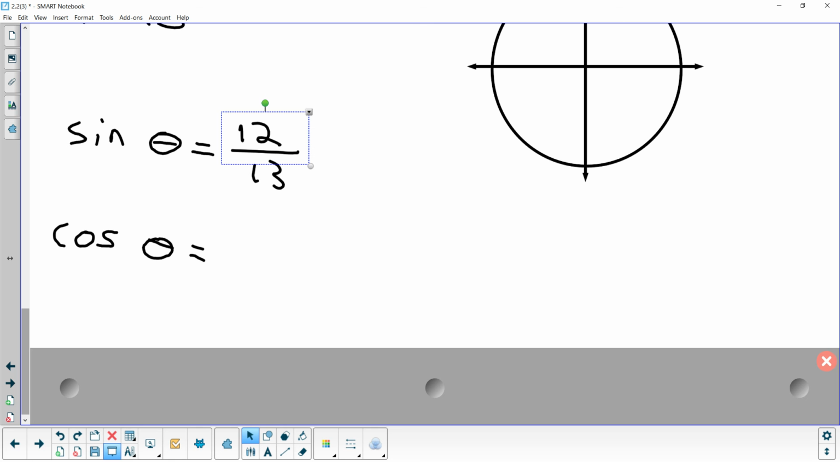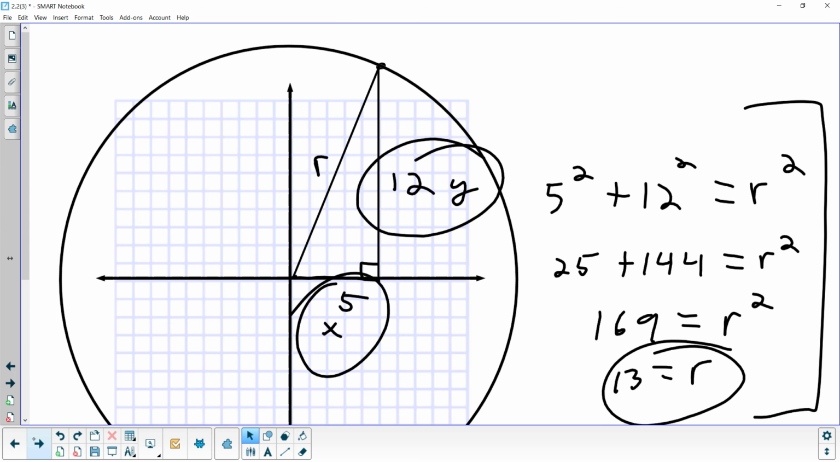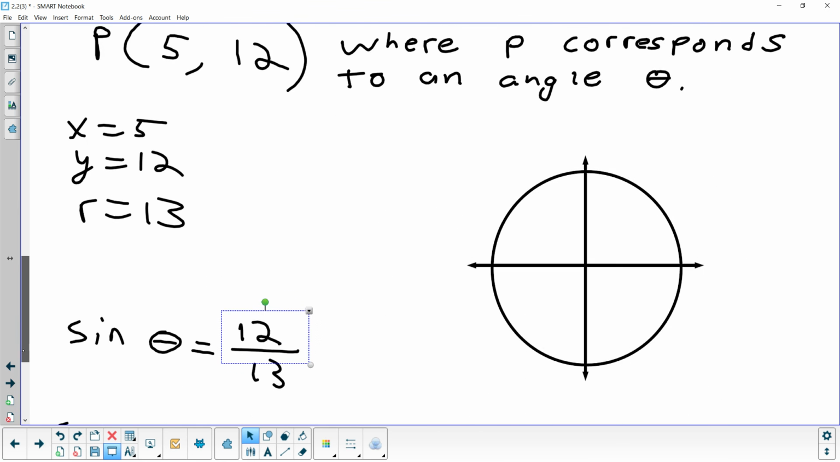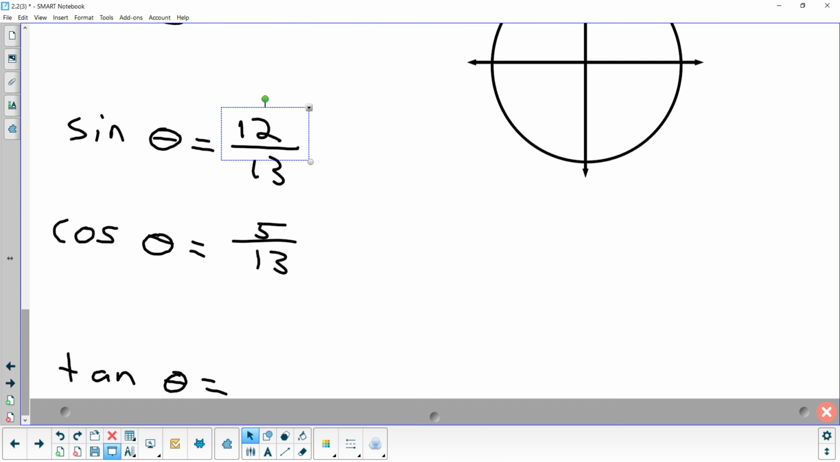What would that be? Raymond? 5 over 13. Again, normally it would have been 5, but it's on a circle 13 times too big. So we're shrinking it down by 13 times, and it's 5/13. And lastly, what about my tangent? Okay, 12 over 5. That's going to be y over x, which is 12 over 5.